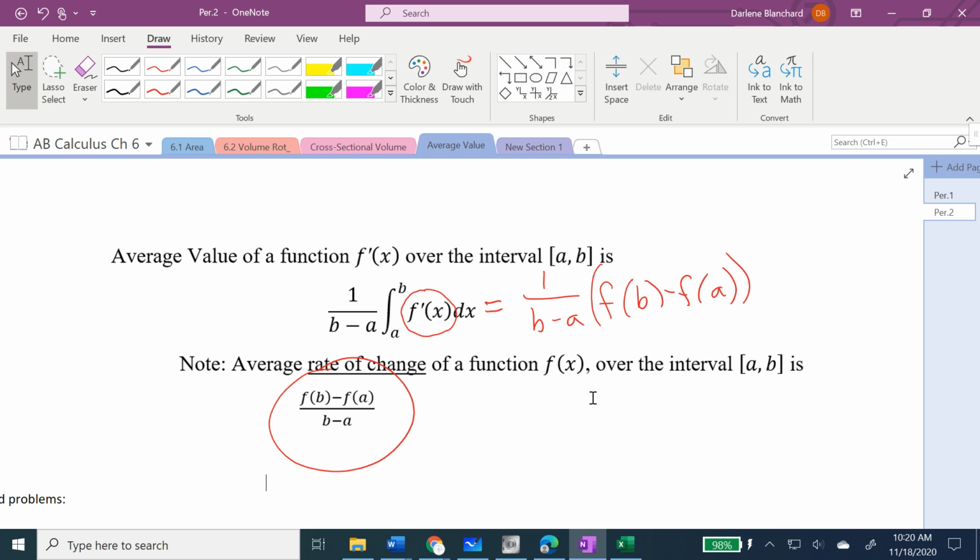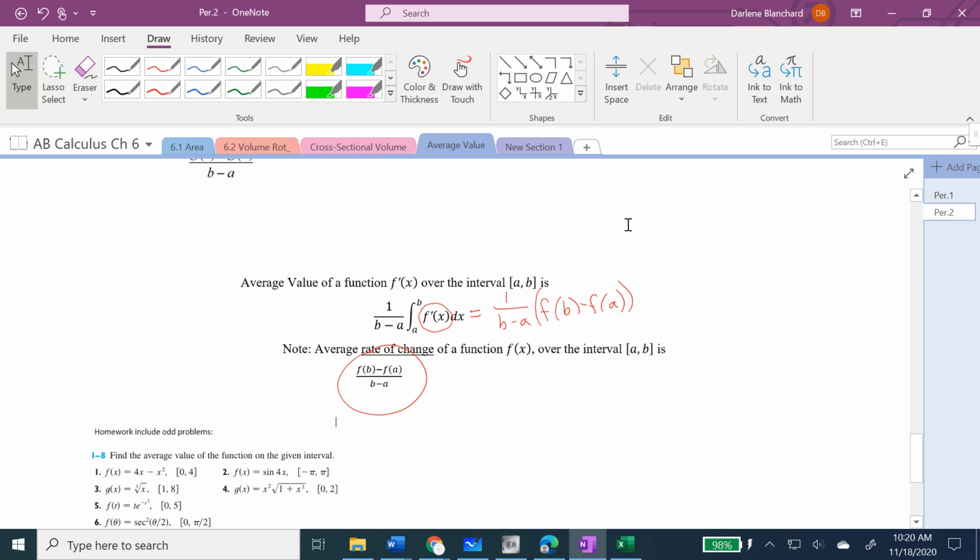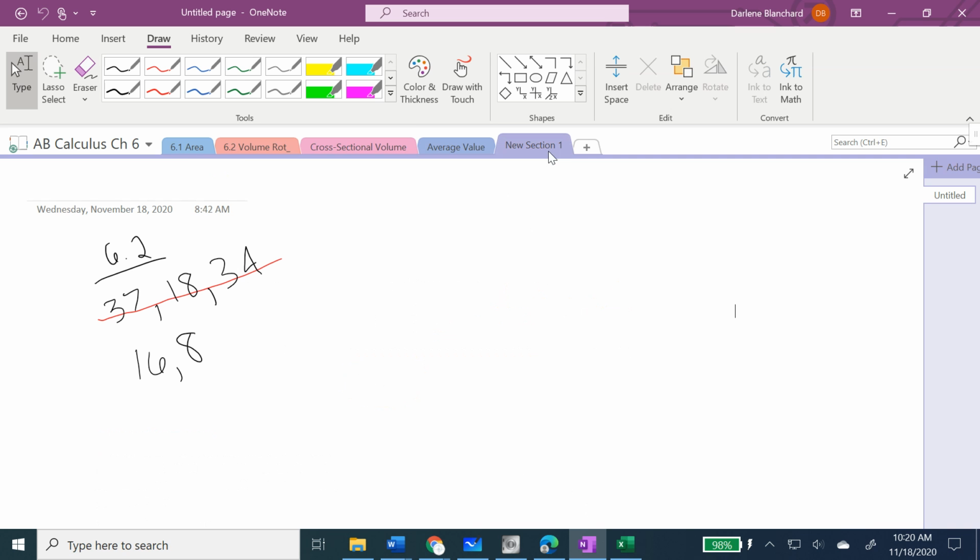All right. Then that's all that I needed to tell you about with average value. And today's quiz is rotational volume. Tomorrow's quiz is cross-sectional volume. And you wanted to take a look at those two problems.